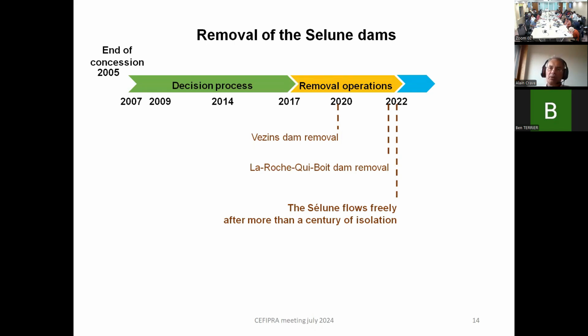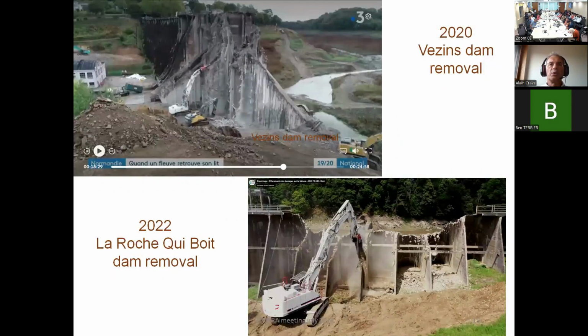The removal operation itself took more or less 5 years, and then after we looked at what happened to different parameters, biotic and abiotic. So it's just to show you this removal. At the top you have the Vezin dam removal operation, and then after, at La Roche-qui-Boit, you also have this figure, the pictures about this operation.